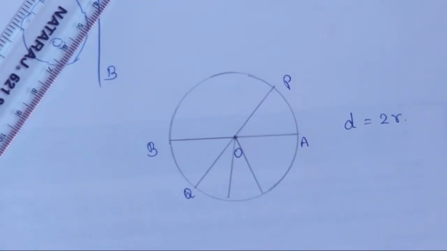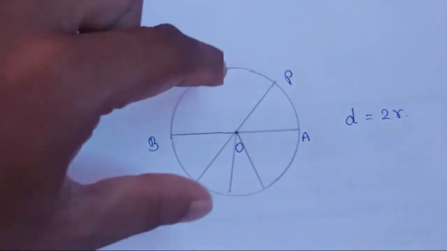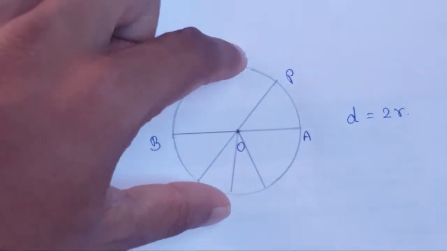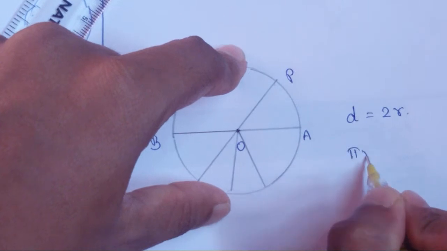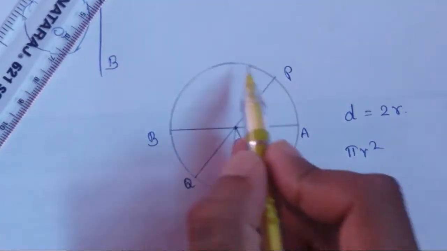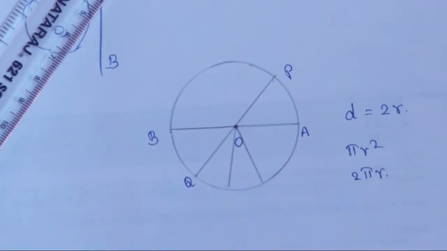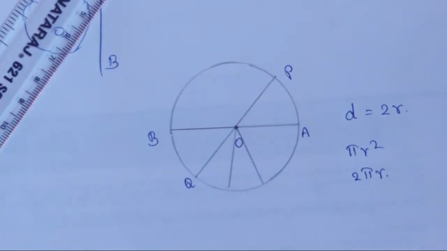We know about this. And the area of the circle is pi r square, and the perimeter of the circle, that means the total length of the circle, is 2 pi r. We learned this in our earlier classes.